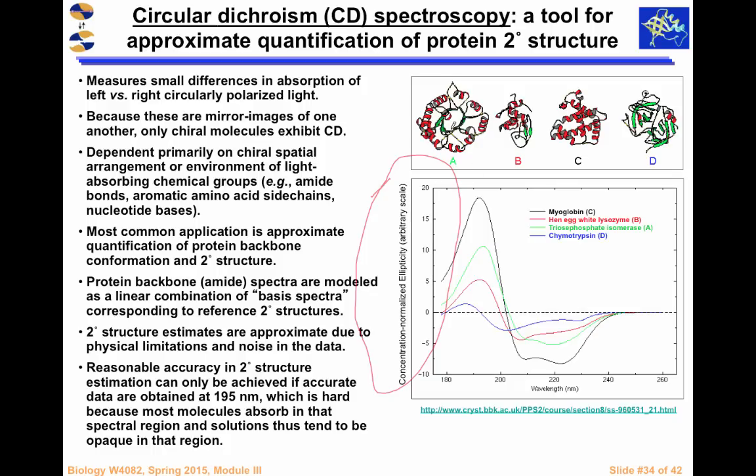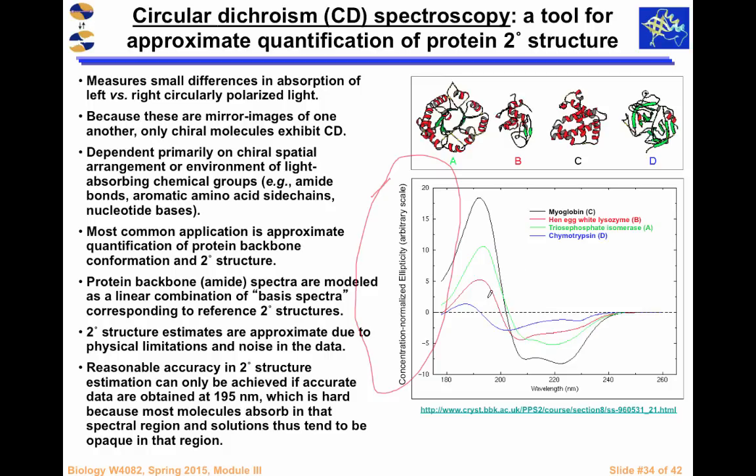Okay, so what is shown here then are 4 different protein structures. Most of them have significant alpha helical content, A, B, C, and only one has only a small amount of alpha helix, that's D. This happens to be a gastric enzyme called chymotrypsin. If you look down at these CD spectra, you'll see they all have pretty similar shapes. There are variations in them, but the only one that is very different is the blue one, which is D, which is chymotrypsin.